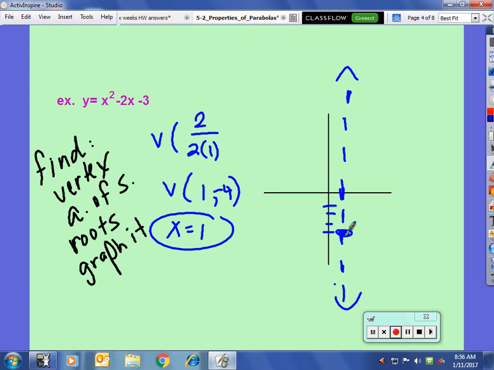Okay, so we got vertex. We got axis of symmetry. The next most important thing is roots. What's another word for roots? Zeros. What else? X-intercepts. Roots, zeros, x-intercepts. In other words, we want to know when is it going to cross this x-axis. We could do factoring sometimes. Sometimes it's factorable. We could do quadratic equation always. And we could do calculator always to find roots.